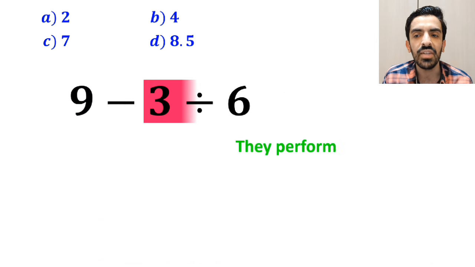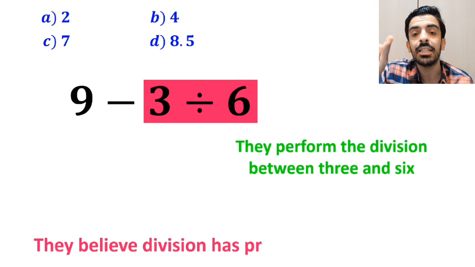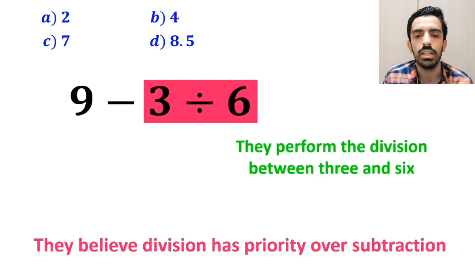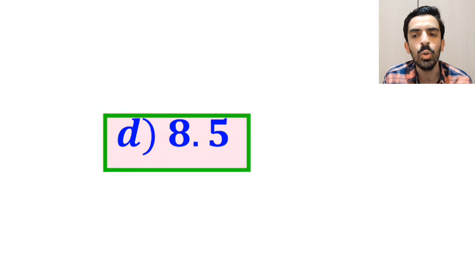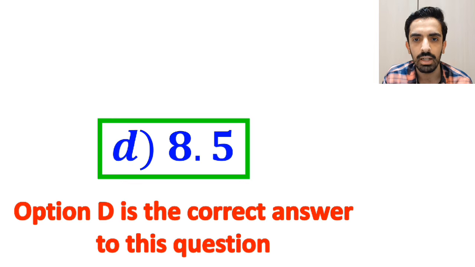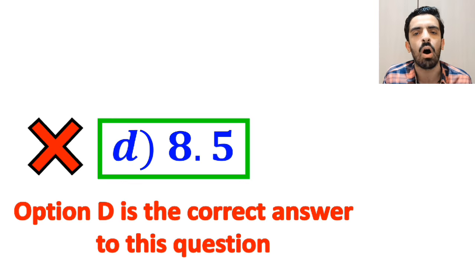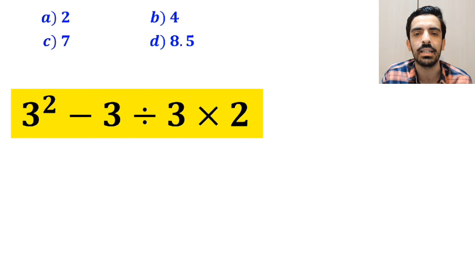Next, they perform the division between 3 and 6, since they believe division has priority over subtraction. And they rewrite this expression as 9 minus 0.5, which ultimately gives them the answer 8.5. And immediately, they conclude that option D is the correct answer to this question. However, this answer is absolutely wrong. Now let me show you how to solve this expression properly.